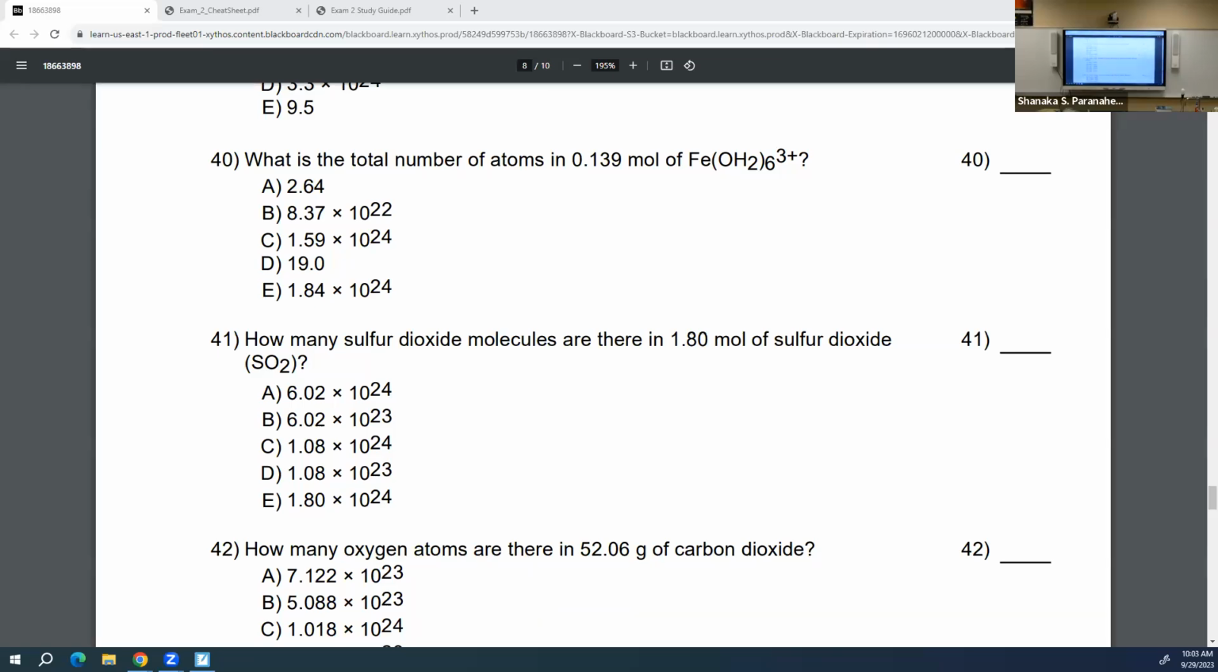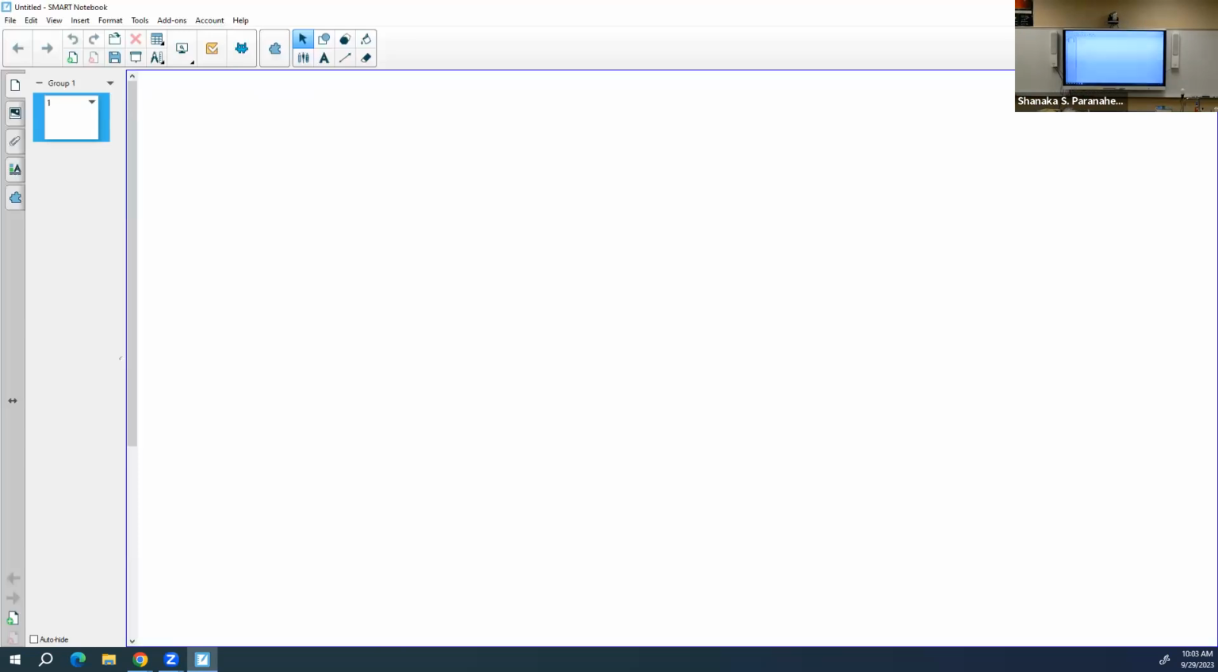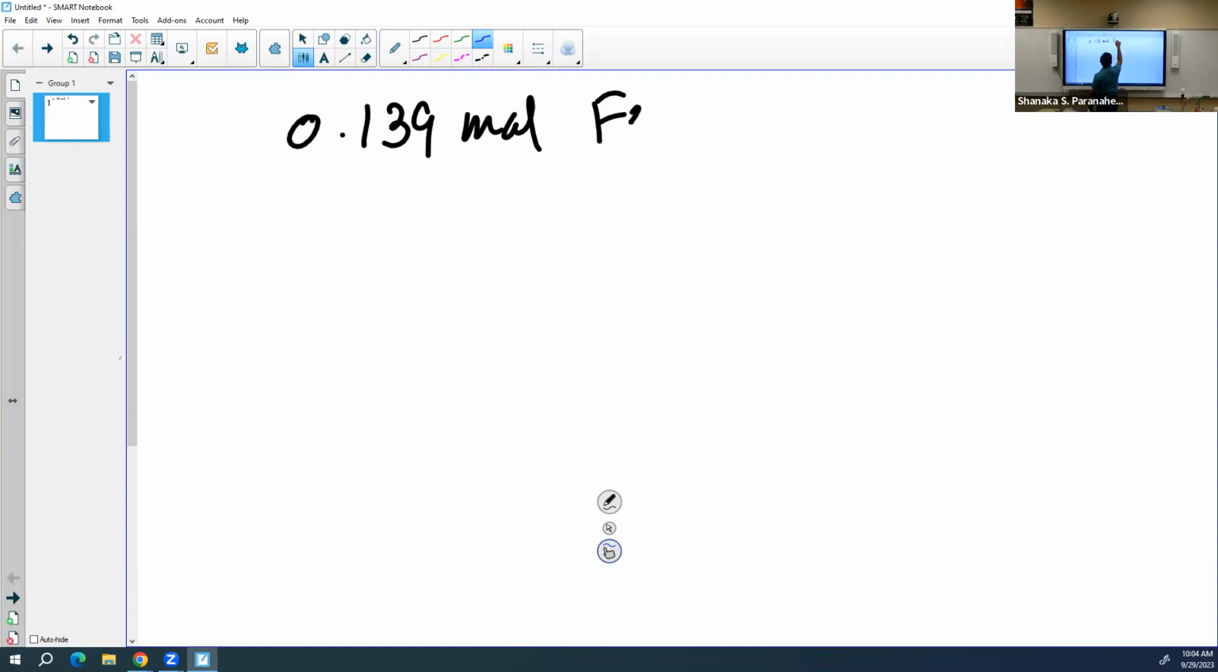Okay, so first I'll go over this question. There's a request. Okay, so first number 40. What is the total number of atoms in 0.139 moles of that particular compound? Okay, the 0.139 moles of P or H26.